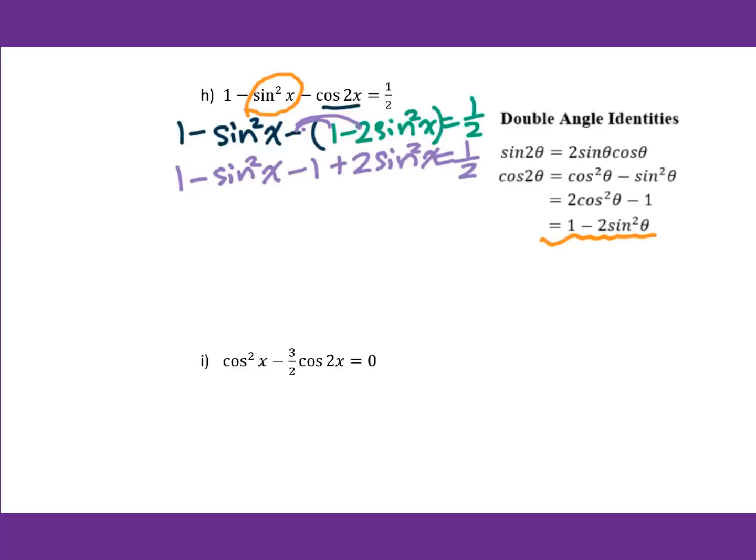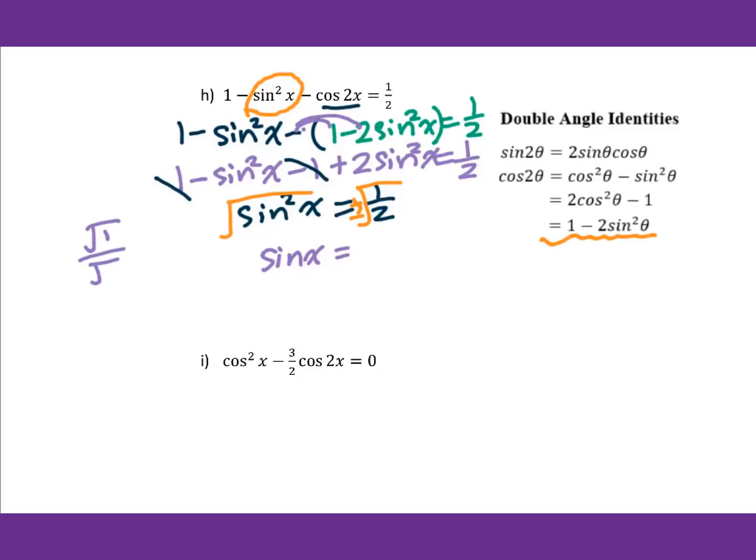Then we combine like terms. This is gone. Then we got sine square x equals 1 over 2. This will be the power pattern. So we do square root both sides. Don't forget plus or minus. And we got sine x equal to square root of 1 over square root of 2. That's 1 over square root of 2. Then we simplify. We got plus or minus square root of 2 over 2.